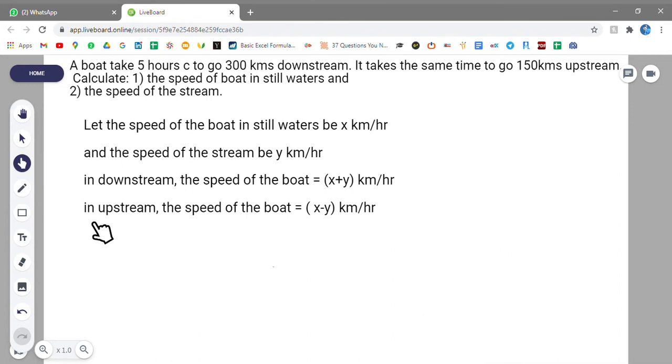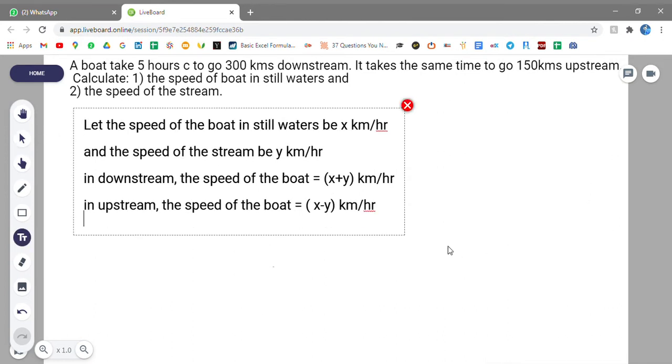In upstream, if it is going opposite to the water, then we will only consider the speed of the boat, but we will not consider the speed of the water, because the water will keep pulling the boat back, or keeps pushing you back towards wherever it wants to go. So that is why we only consider the speed of the boat in upstream and not the water. So these are the variables defined. Now let us compare all this and solve the problem by defining the equation.